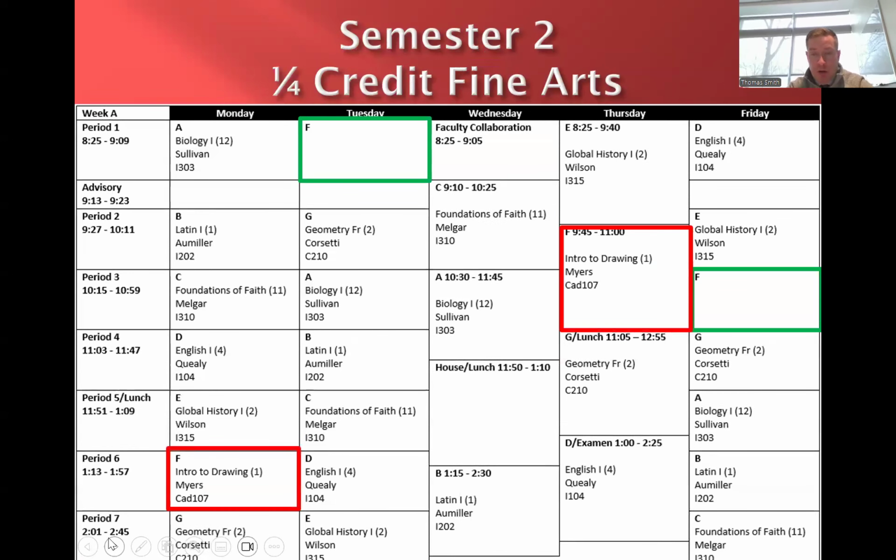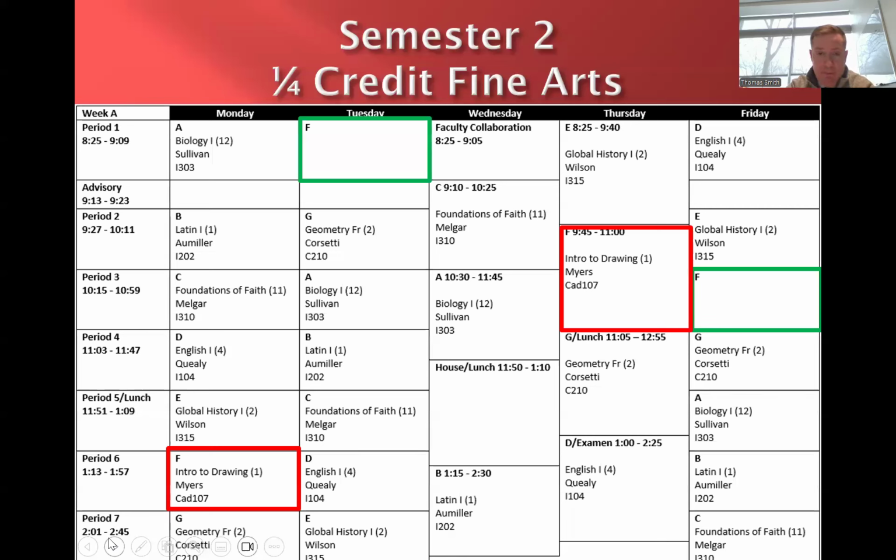If he were to do a quarter credit class, this is what it would look like. Say this student here is taking intro to drawing. He would have that on Monday and Thursday, and then the next week he would have it on Tuesday and Friday or something. It meets twice a week, so he still has a free period in parts of the week.